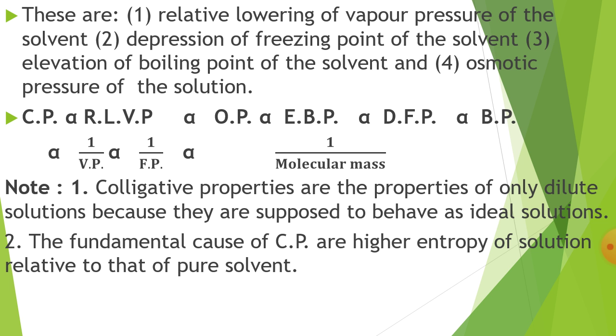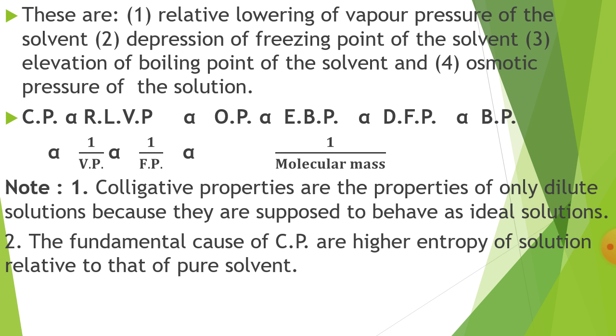The second thing you have to note down: the fundamental cause of colligative properties is the higher entropy of solution relative to that of pure solvent. That is, in one point, we can define the reason for colligative properties as higher entropy. As I have told you, the solvent molecules are occupied by solute molecules that produce disorder. That's why solution has higher entropy. So these you have to learn and understand properly.